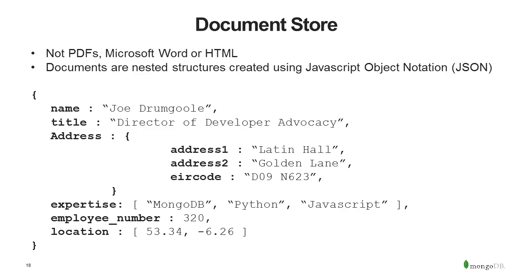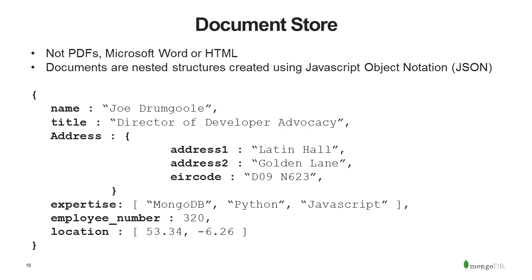So document stores, this is what MongoDB is. When we say documents, we don't mean PDFs or Microsoft Word or HTML. What we mean is documents are nested structures created using JavaScript object notation. So this is essentially the contents of the JavaScript object stored as a nested document, as you can see on screen. So it gives you the ability to store hierarchy.